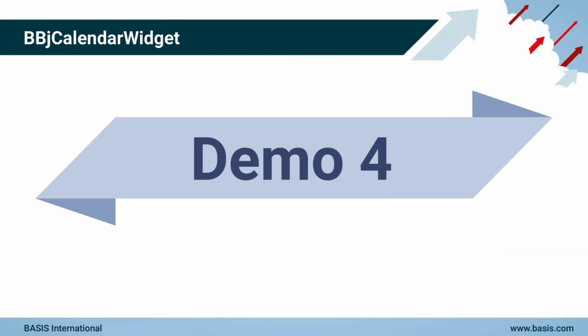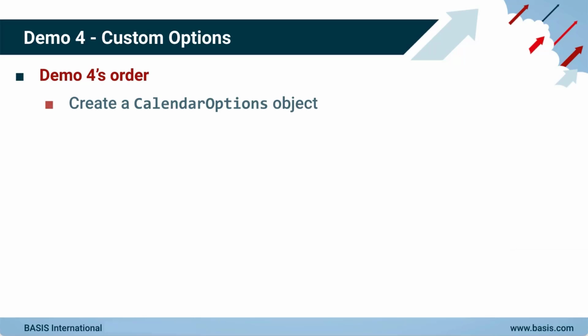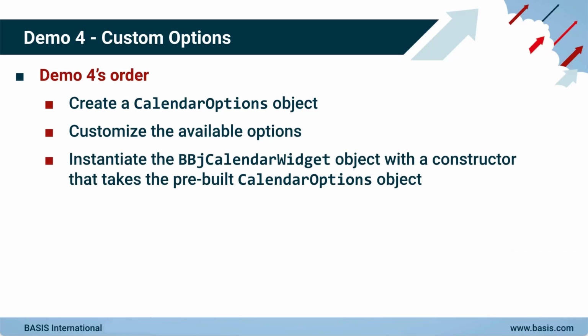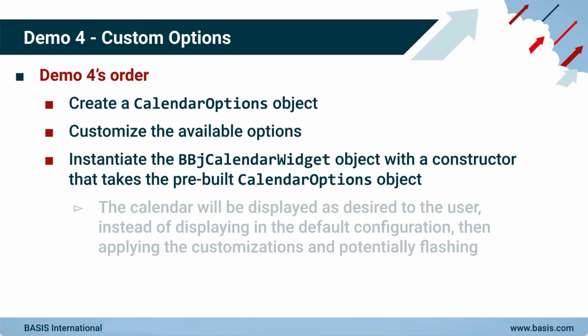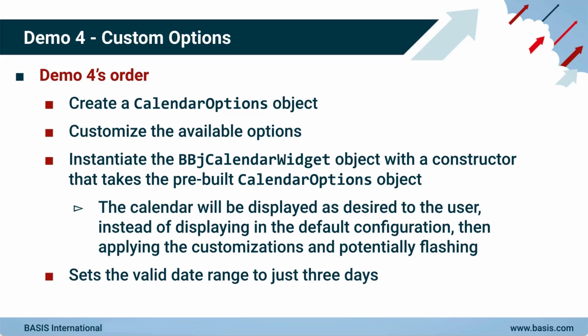Demo 4. The fourth demo changes things up a bit by first creating a calendar options object, customizing several options, and then instantiating the calendar with these custom options. That means that the calendar will be configured exactly as we'd like it when it's first displayed. That makes for a better user experience compared to displaying a standard calendar, then having it flash after we apply customizations.